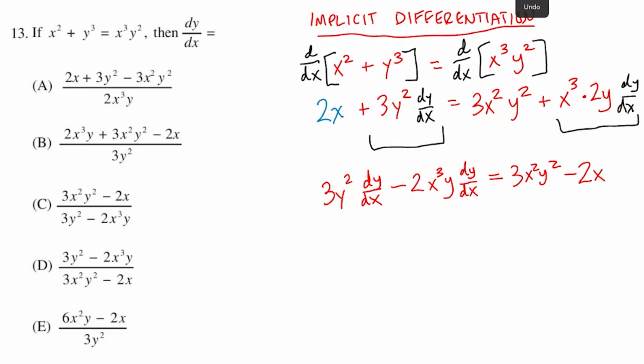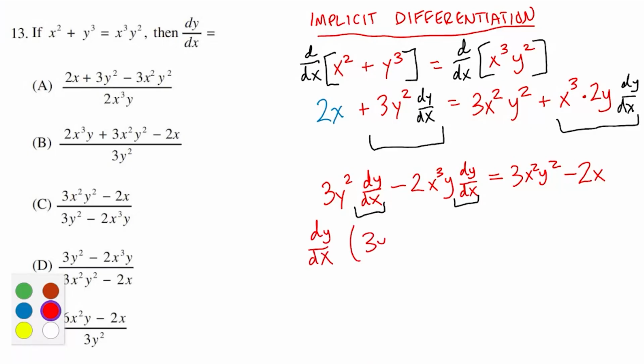Next, we're going to factor out the dy/dx, which is what we're actually trying to find, as a GCF, or a greatest common factor, from the left-hand side, kind of like using the distributive property in reverse. So I'm going to factor that dy/dx out of each term, leaving me with this expression. For now, I'm going to leave that right-hand side alone.